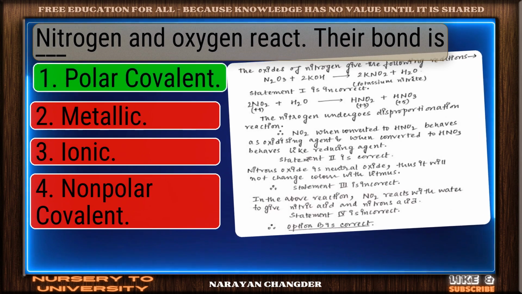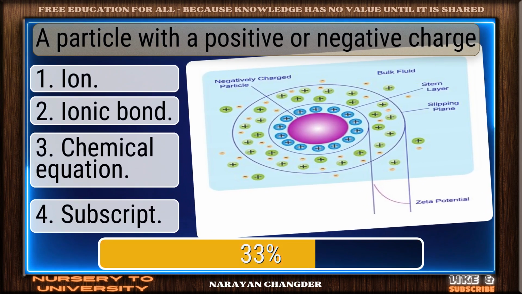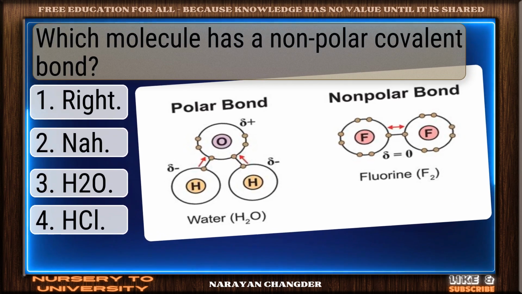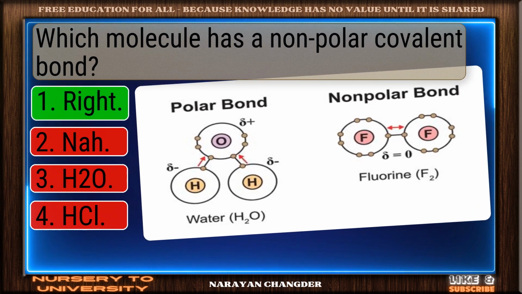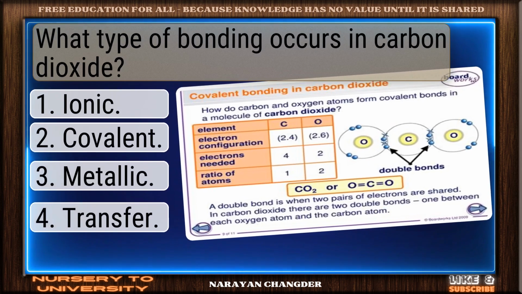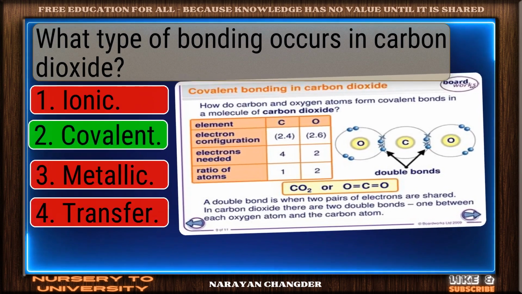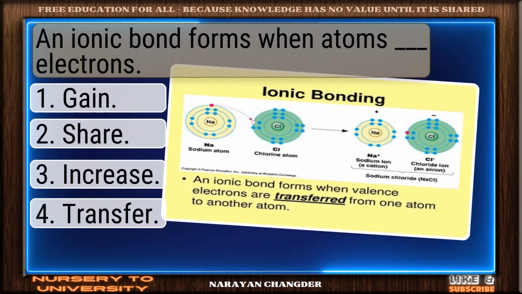That's accurate, polar covalent. A particle with a positive or negative charge. Strong answer, ion. Which molecule has a non-polar covalent bond? Perfect choice, right? What type of bonding occurs in carbon dioxide? Keep it up, covalent. An ionic bond forms when atoms dash electrons.